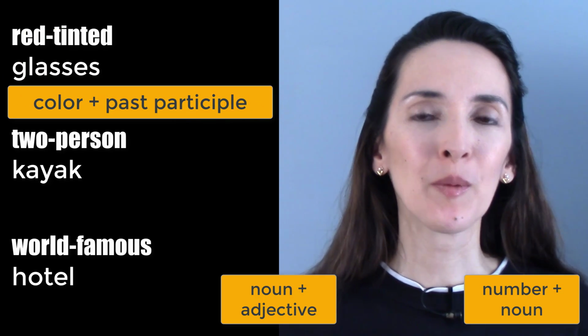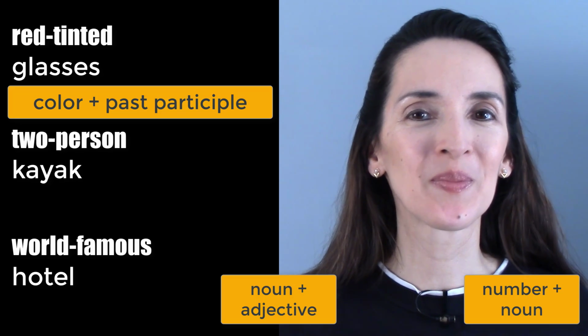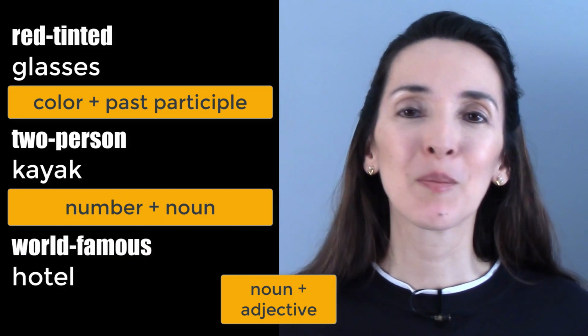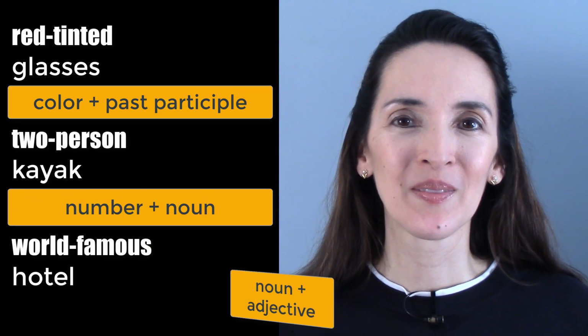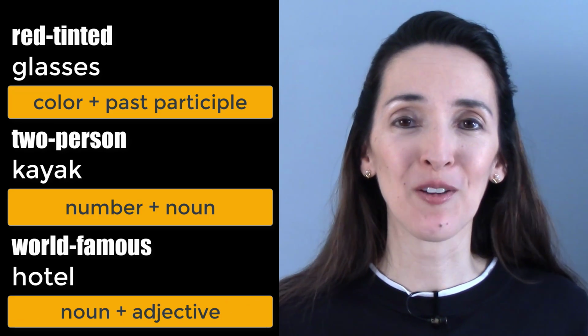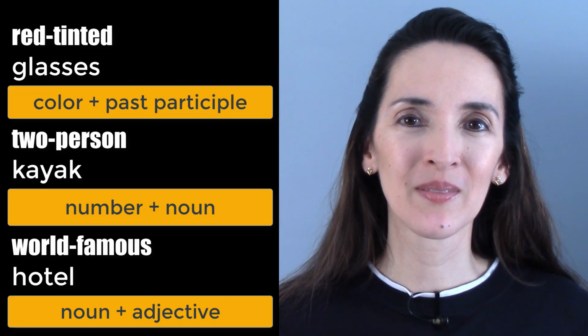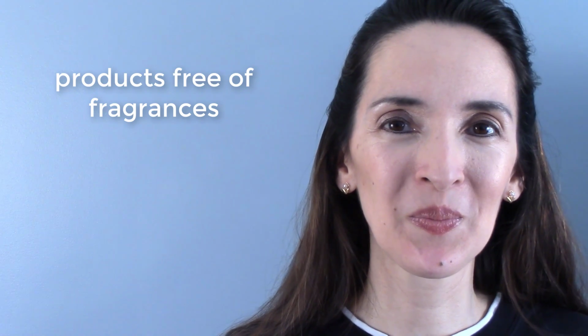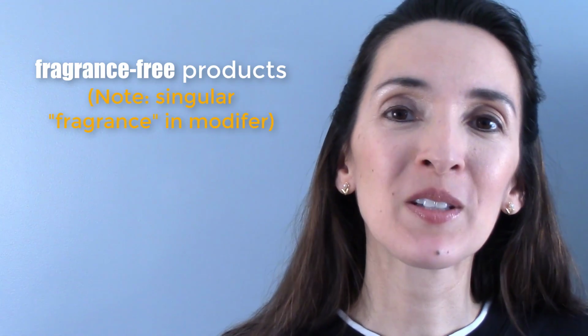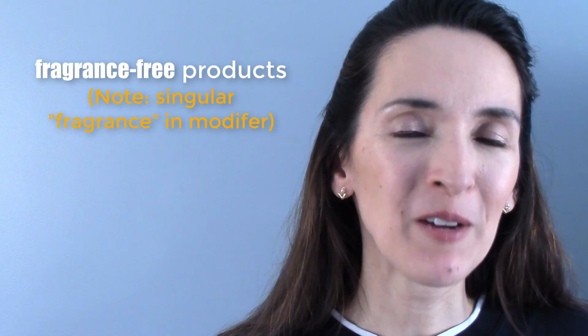We have color plus past participle, number plus noun, and noun plus adjective. Form other compound modifiers with these new patterns. For example, products that are free of fragrances. Fragrance-free. They're fragrance-free products.